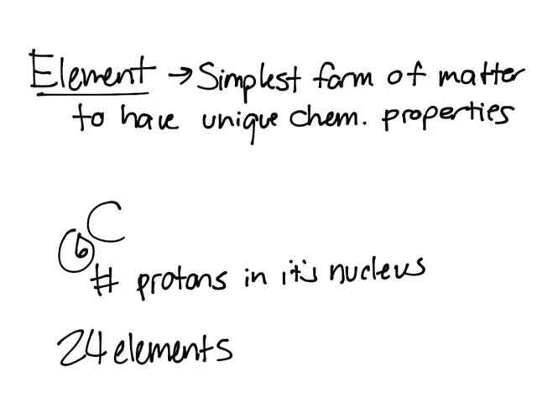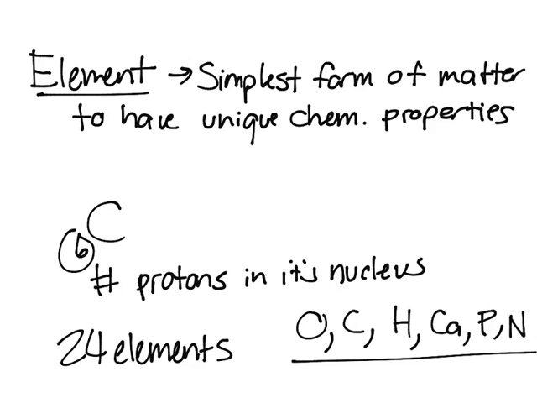And so 6 elements actually account for 98.5% of your body's mass. The 6 elements are oxygen, carbon, hydrogen, calcium, phosphorus, and nitrogen. They account for 98.5% of the mass in your body.